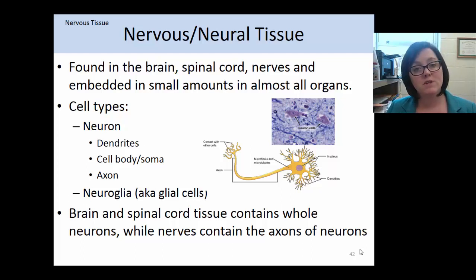There are 2 main cell types that we see in nervous tissue: neurons and neuroglia. Neurons are the larger cell. They're not as numerous. And the neurons are the ones that are involved with the high-speed electrical and chemical communication. The neuroglia, also called glial cells, are helper cells to the neurons. They're basically there to make sure that everything is perfect for the neurons.